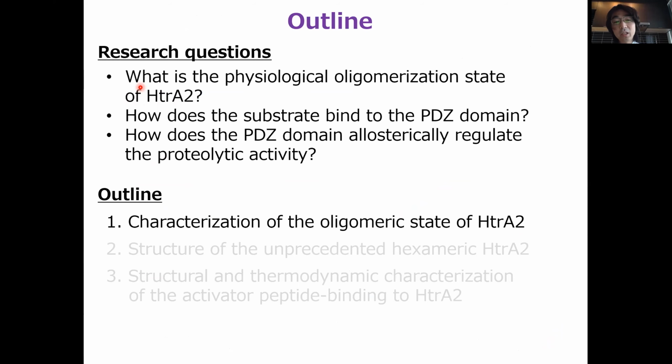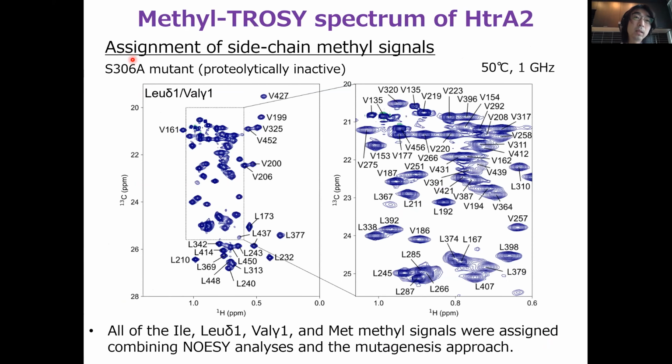First of all, I'd like to start with a characterization of the oligomeric state of HtrA2. As the molecular weight of HtrA2 protease is about 100 kilodalton as a trimer, we utilized the methyl-TROSY technique, which selectively observes side chain methyl signals. In the NMR analysis, we used the S306A mutant, in which the catalytic serine is replaced with alanine to suppress self-cleavage. Here, the methyl-TROSY spectra of HtrA2 is shown, and we assigned all of the isoleucine, leucine, valine, and methionine methyl signals by combining NOE analysis and a mutagenesis approach.